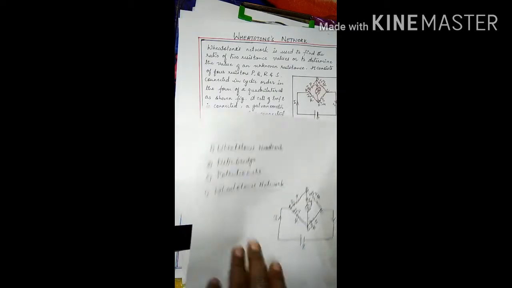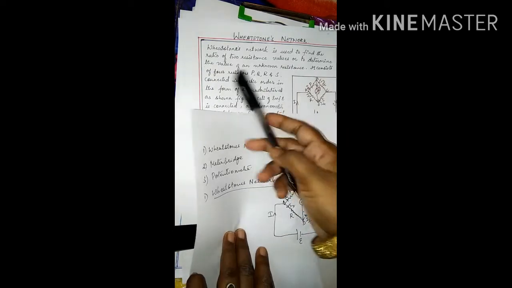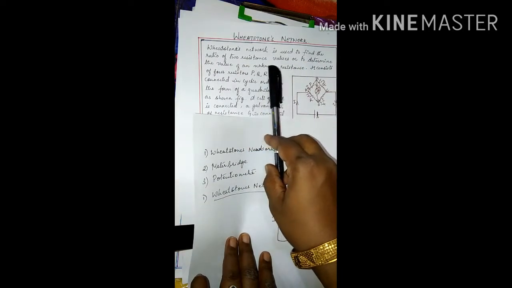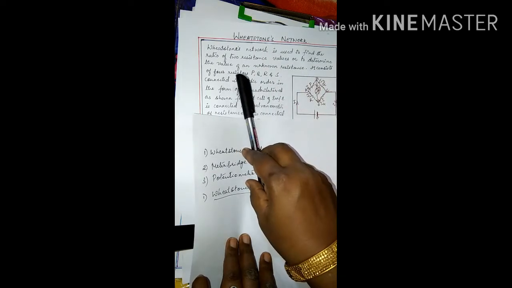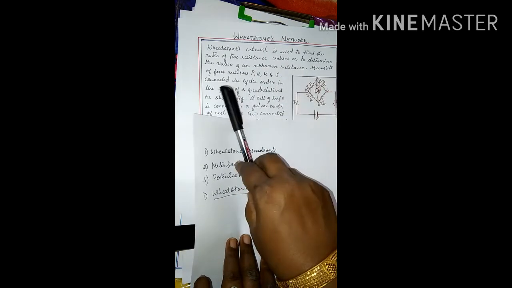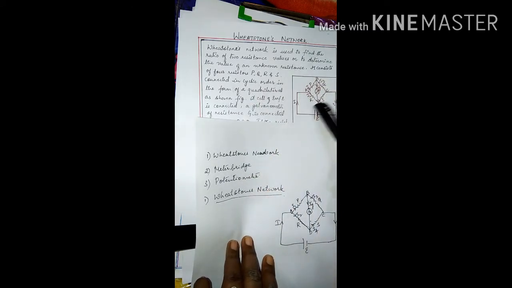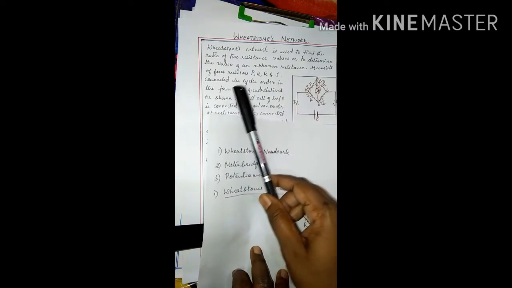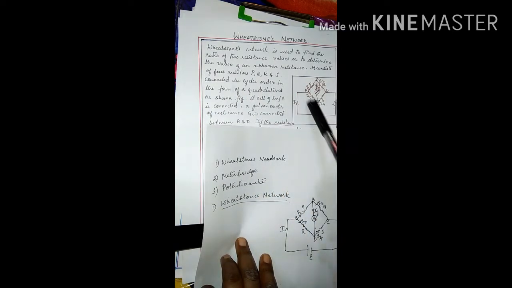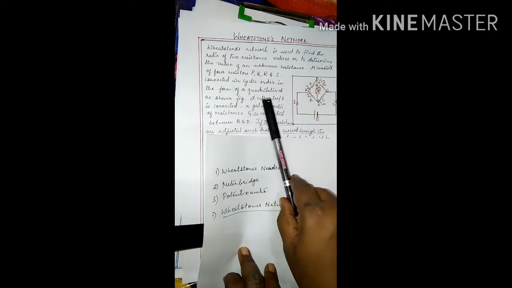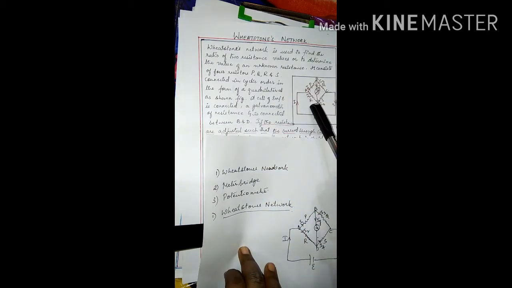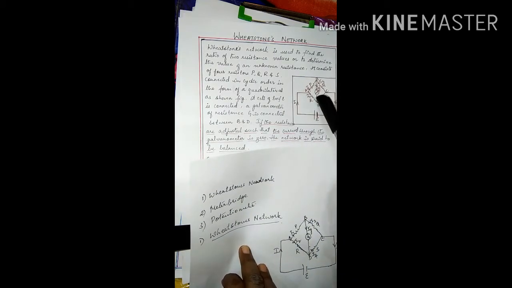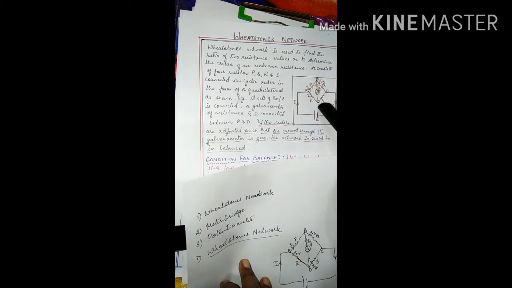So here, what is a Wheatstone's network? It is a network which is used to find the ratio of two resistance values or to determine the value of an unknown resistance. It consists of 4 resistors P, Q, R and S. They are connected in this manner in series, in a quadrilateral form as shown in the figure, and there is a cell of EMF E, and there is a galvanometer G connected between B and D.